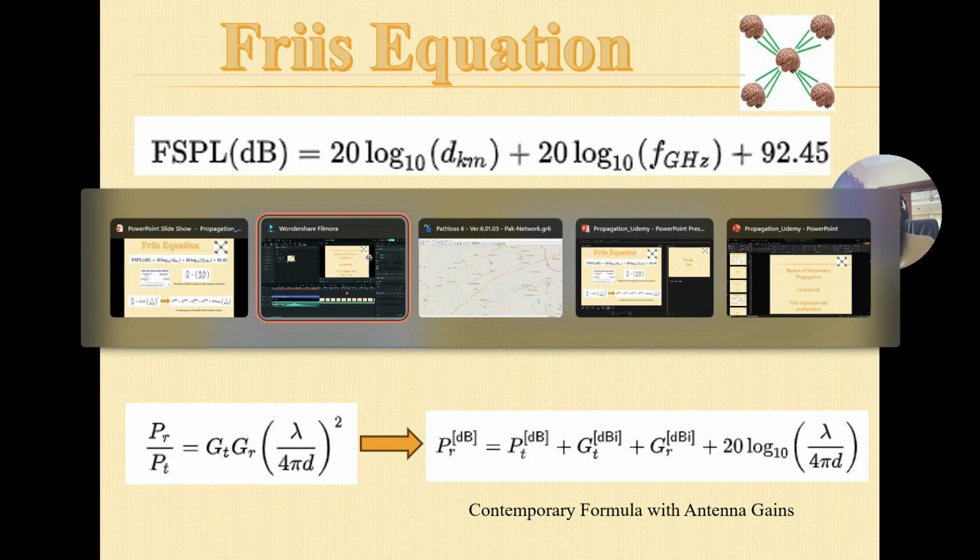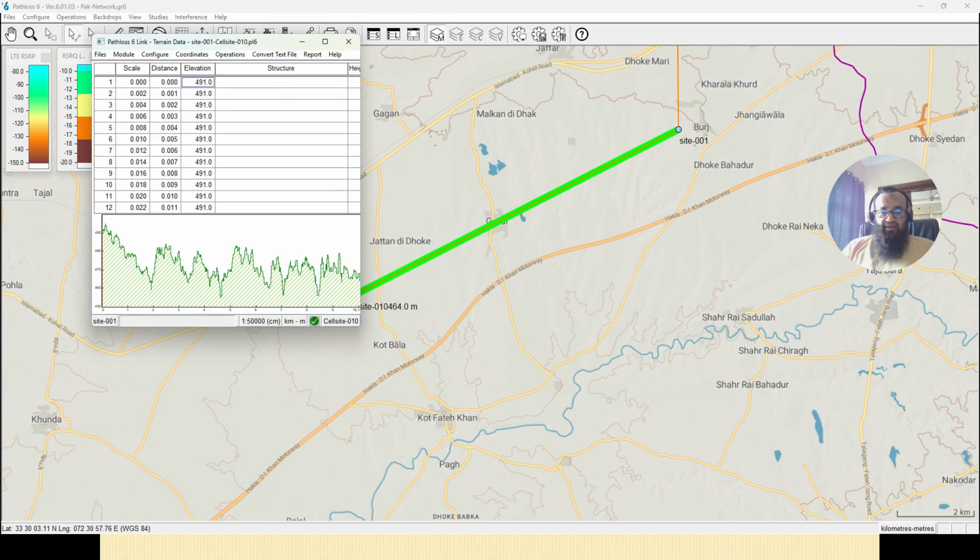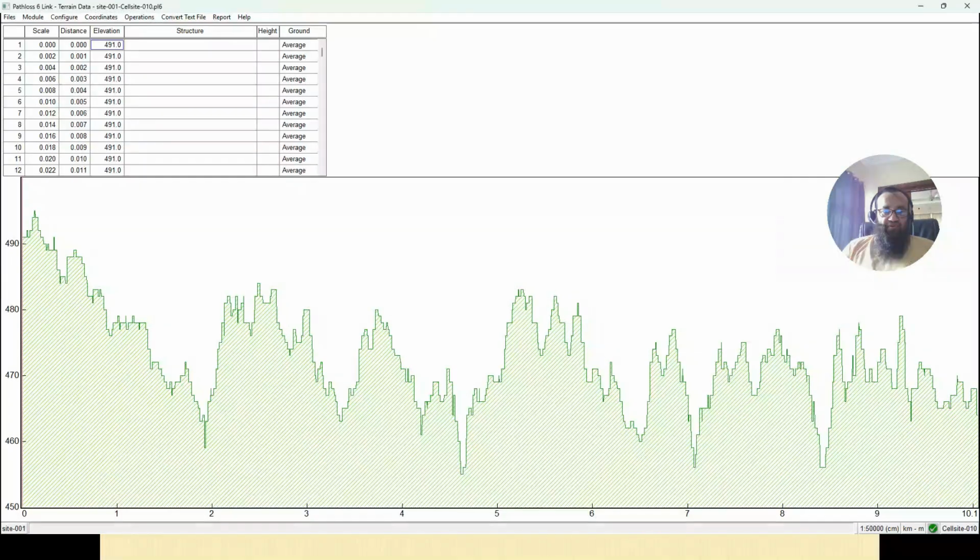So let me show you. Here in Pathloss, I just tried to make a 10 kilometer link with nothing. It's just to show you. The link is also not exactly 10. I tried to make it 10, but it is a bit larger than 10, not too much. Like in terrain data, if you see, this is a bit more than 10. So the result value will not be 132.45. It should be a very small amount more than 132.45.